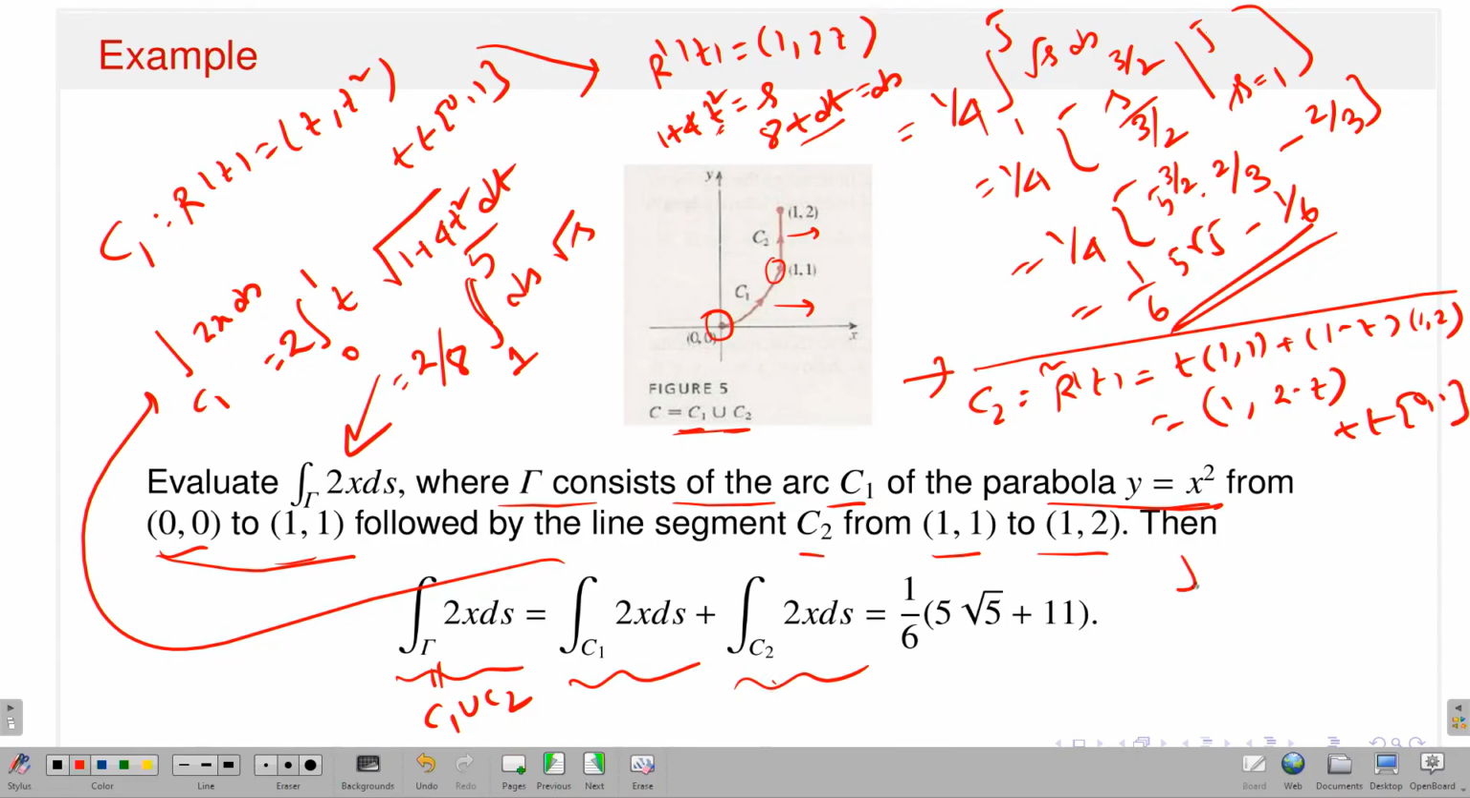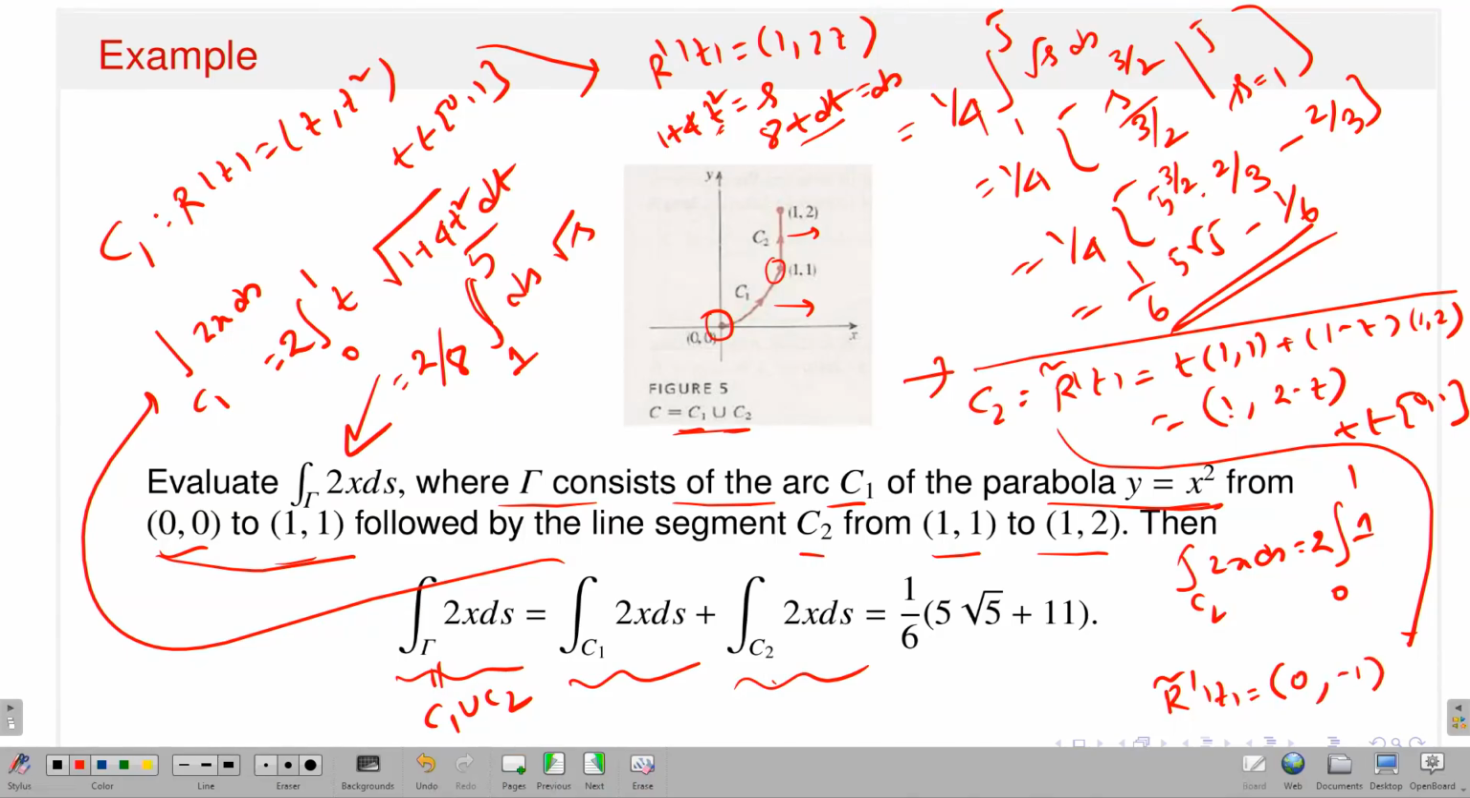So, therefore, integration over C2 of 2x ds is the same as the integral from 0 to 1 of 2 times x. So, that means 2 will come outside, x is 1. So, 1, and then you have to have the derivative, right? So, what is the derivative of r2? Okay. So, you have to have the derivative, so we can write it as okay.